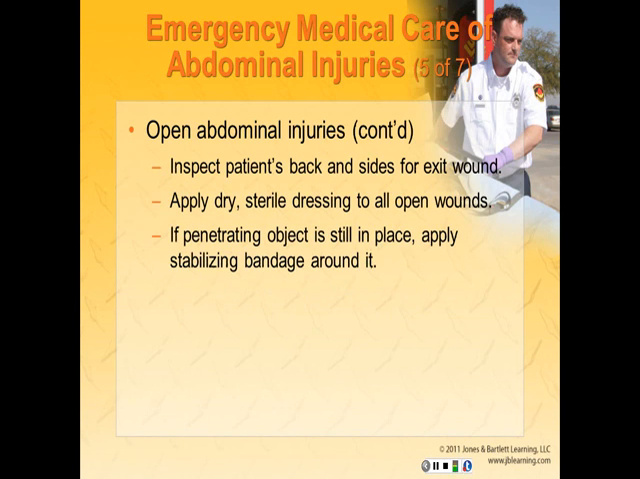Follow the general procedures described previously for care of a blunt abdominal injury, as well as inspect the patient's back and sides looking for exit wounds. Apply dry sterile dressings to all open wounds. And if the penetrating object is still in place, apply a stabilizing bandage around it to control external bleeding and to minimize movement of the object.